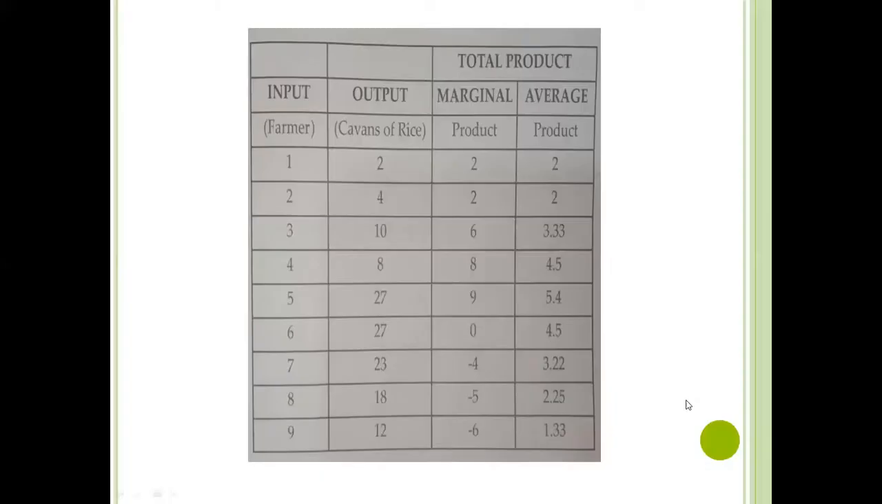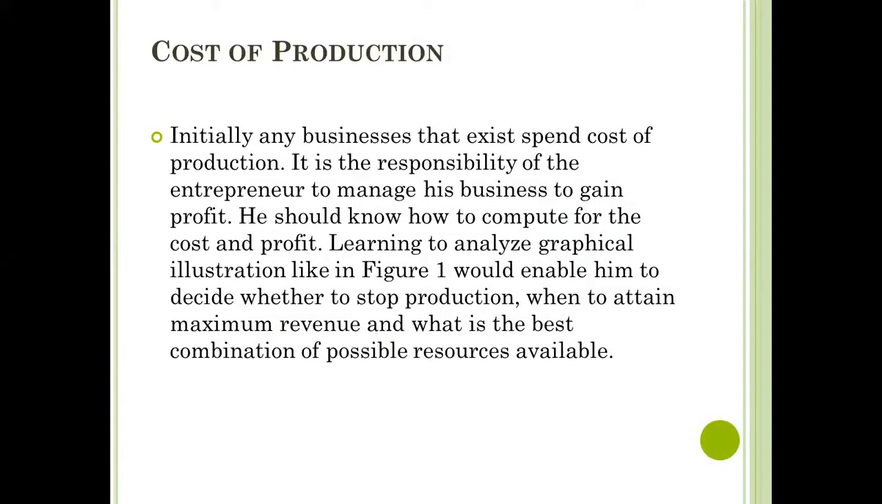So I'll just post the link for this wonderful discussion. As you can see, it is well discussed here, the law of diminishing returns and the product function, as well as how to compute the marginal product. So we have here again the input and output and the marginal product. So let's go back to our discussion. So, cost of production.